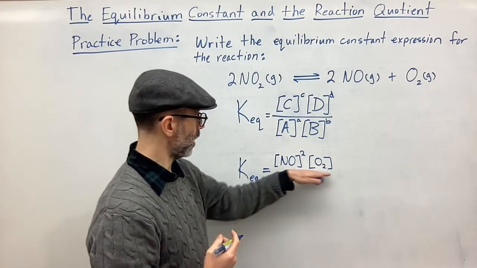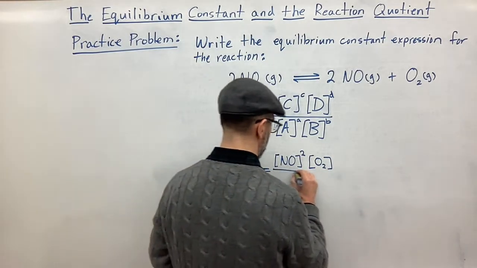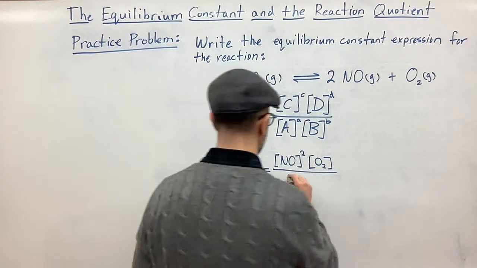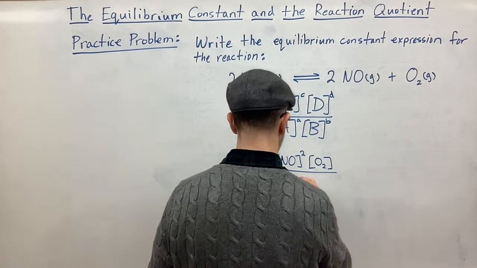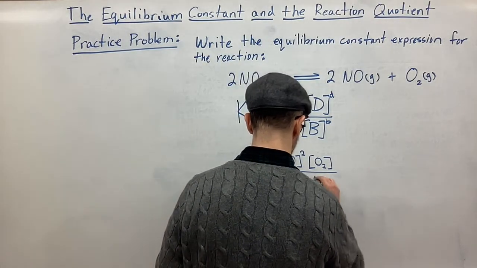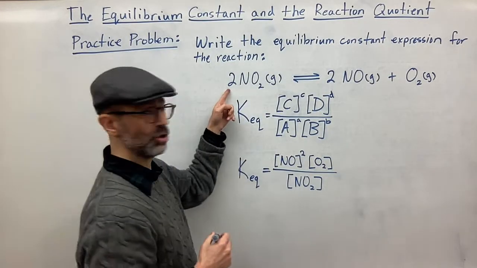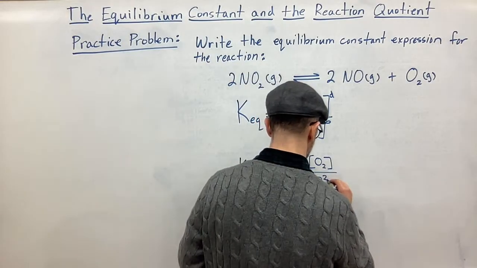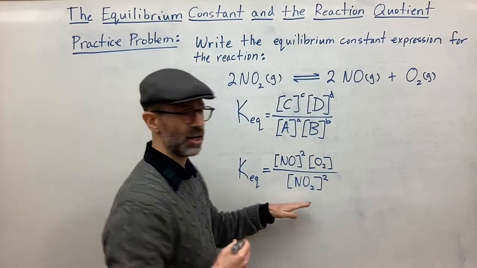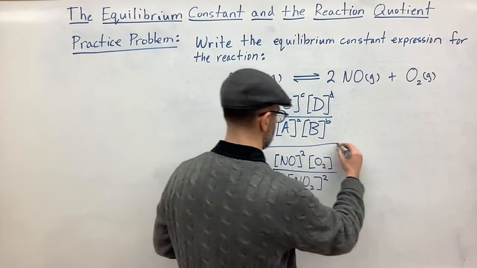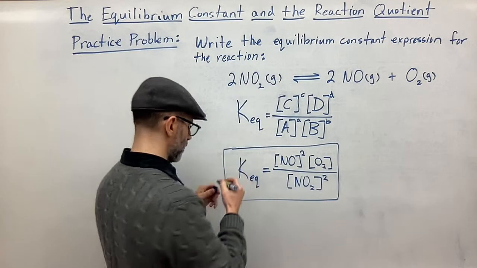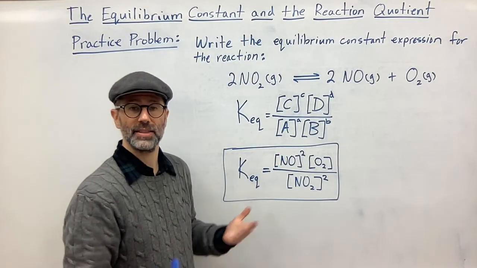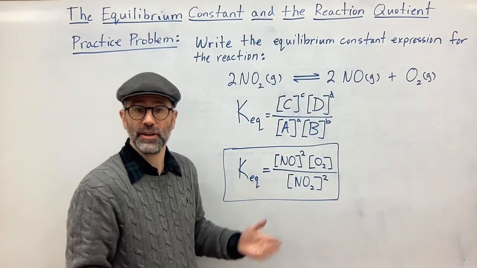So now we have our products done, and now our reactants are going to go on the bottom. We only have one reactant, so it's going to be the concentration of NO2. And we have a 2 coefficient, so that means it's going to be raised to the second power. So here it's going to be a 2. And there you have it. This is the equilibrium constant expression, the KEQ. And so that's how you do it. It's no harder than that.